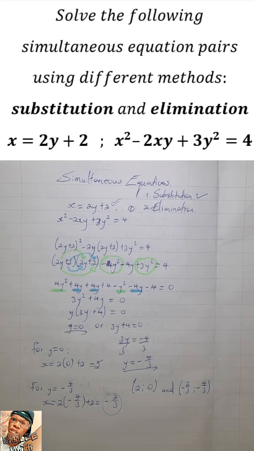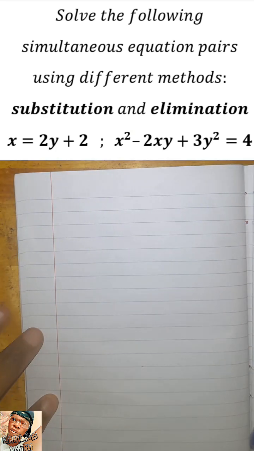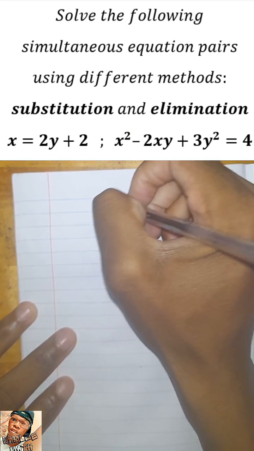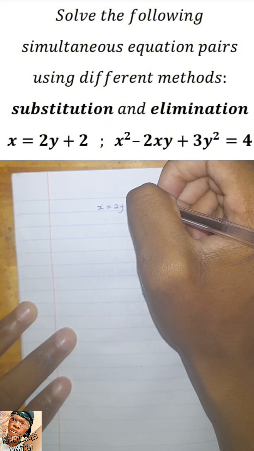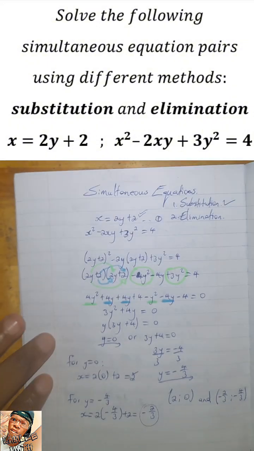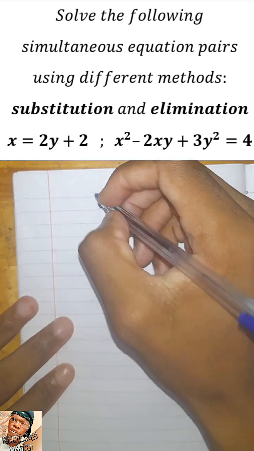So next I'm going to do the very same thing. We have to get the same values, but I'm going to solve it differently. I'm going to utilize the elimination method. Okay, with the elimination method, we still have x is equal to 2y plus 2. Oh, it's plus 2, I'm sorry about that. Yes.